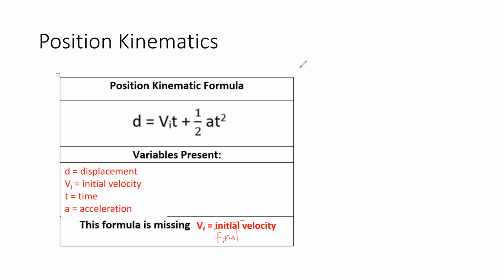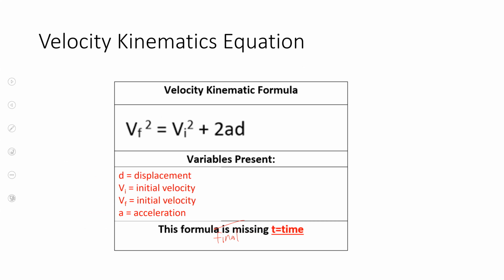Okay, so now if I go to this one, you have VF, VI, A, and D. This one, you do not have time, okay? So if I give you an equation and you see time in there, this one doesn't even have time in it. You probably cannot use this equation, okay?